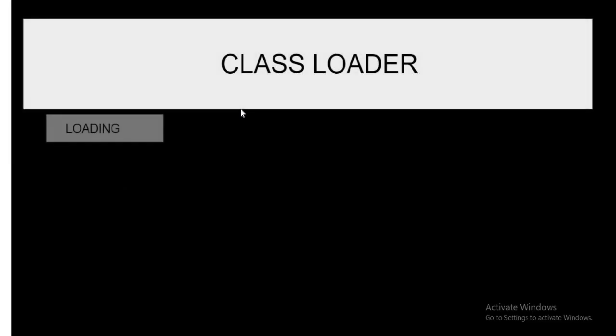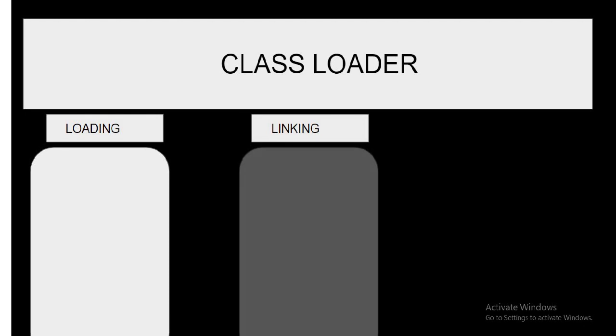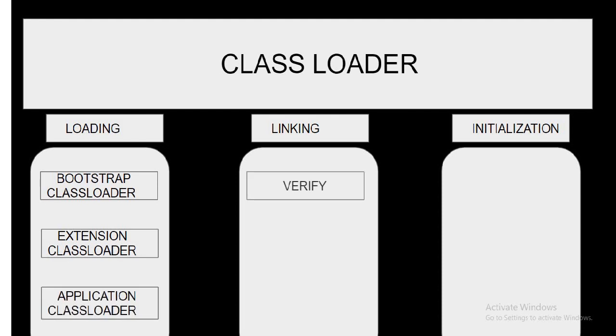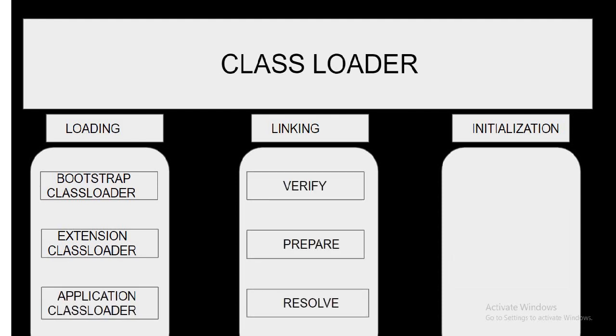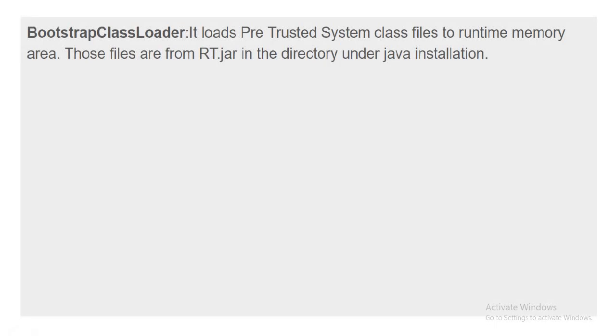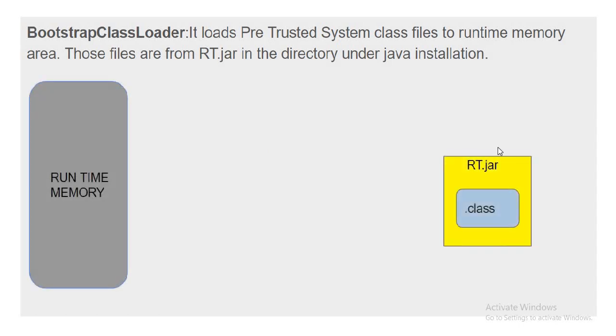In the class loader, we have three phases: loading, linking and initialization. In loading, we have three types of class loaders: bootstrap class loader, extension class loader and application class loader. Now I will start by explaining the bootstrap class loader. It loads pre-trusted system class files into the runtime memory area. Those files are from rt.jar in the directory under the Java installation. It happens like this: initially we have some class files in the rt.jar, and the bootstrap class loader will send them to runtime memory.